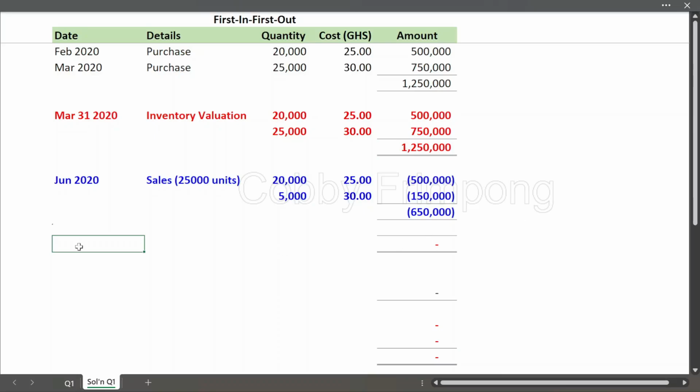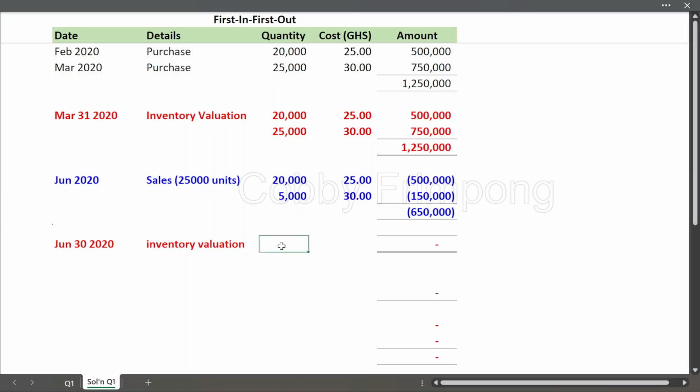At the end of the second quarter, after the sales transaction, what is the value of our closing inventory? June 30th, 2020. Inventory valuation. We've sold all of the 20,000 units, and out of the 25,000, we've only sold 5,000.